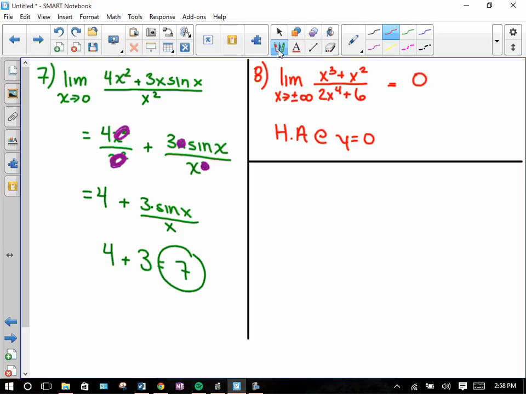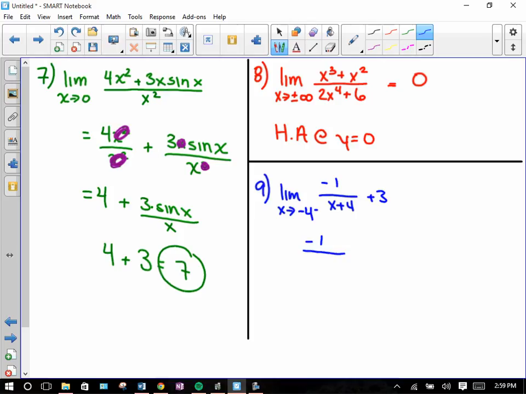Alright. So look at number 9 now. Number 9 says the limit as x approaches negative 4 from the left of negative 1 divided by x plus 4, plus 3. That's asking about the left side of the limit. So what I would do here is take negative 4.001 and plug that in.